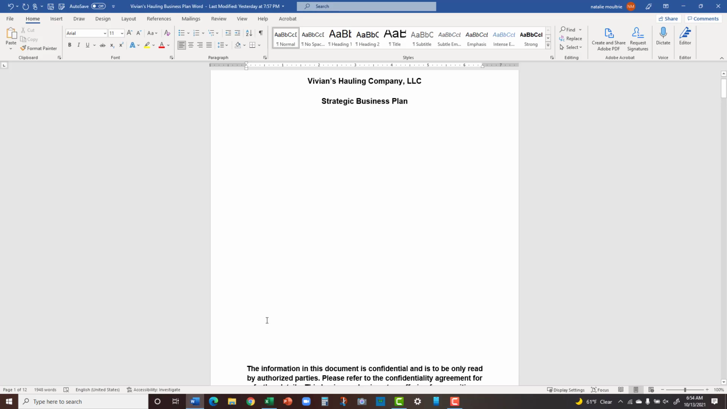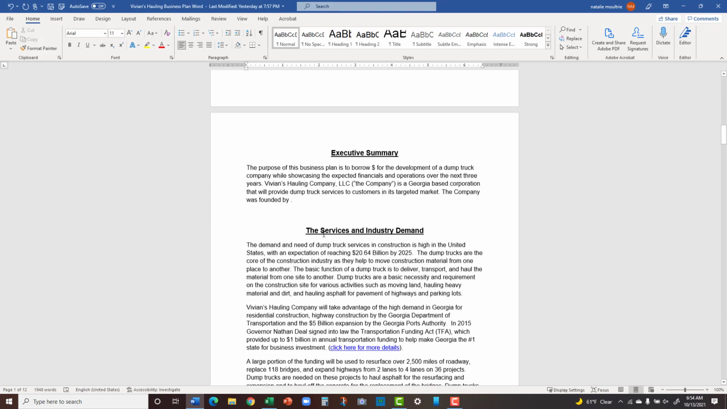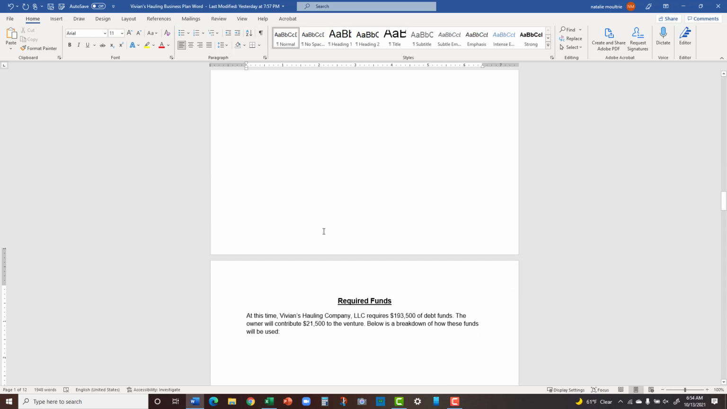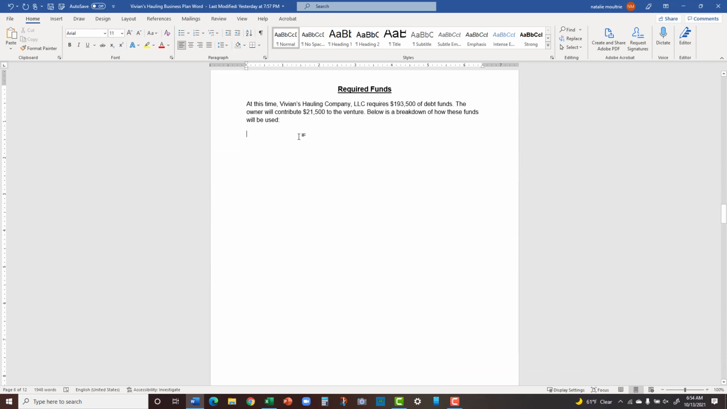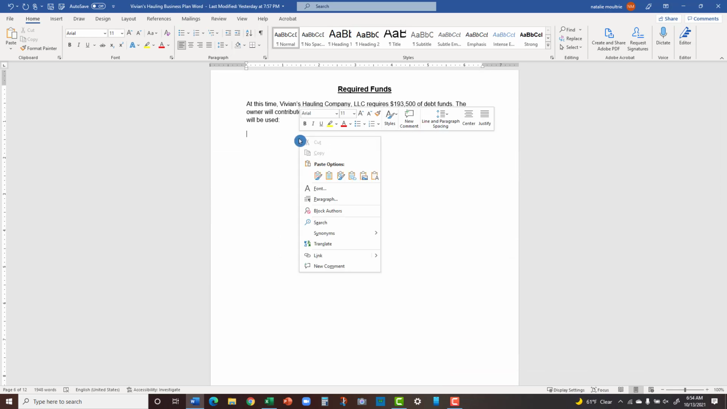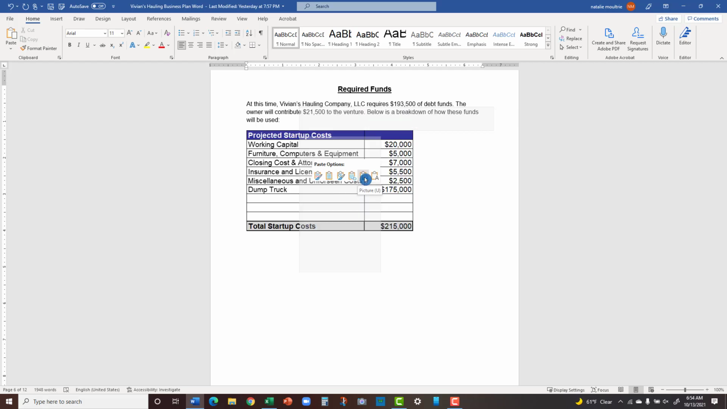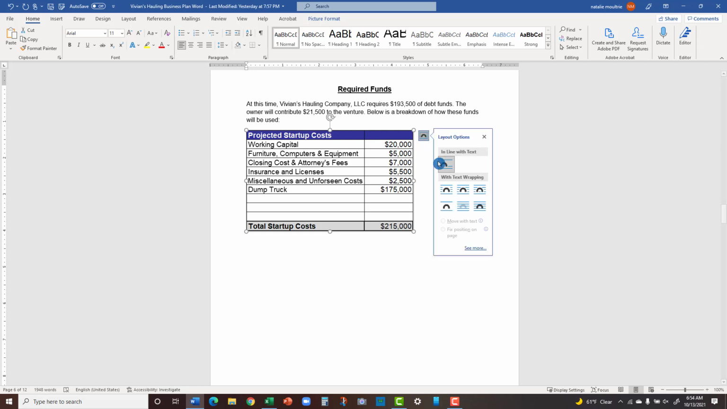Go back to the business plan and scroll down to the section titled Required Funds. Right-click and under Paste Options, you want to select the Picture option. Click on Picture. Okay, the next thing you want to do is click on the table and then select this layout option and go down to in front of text. Now this will just allow us to be able to freely move the table around.